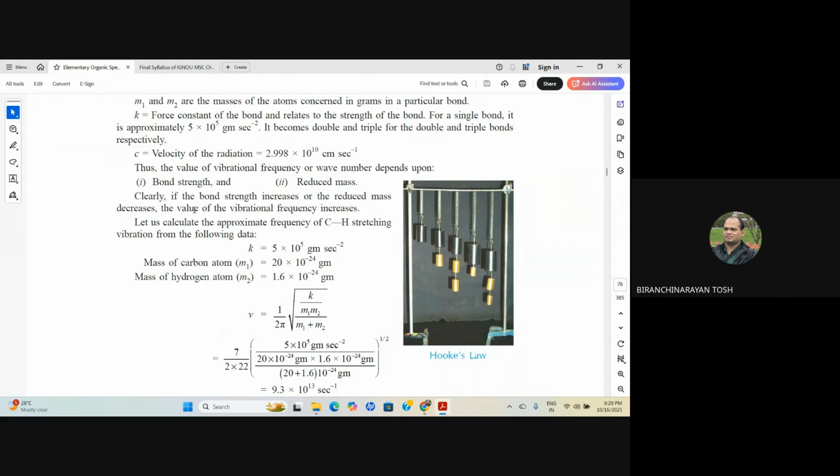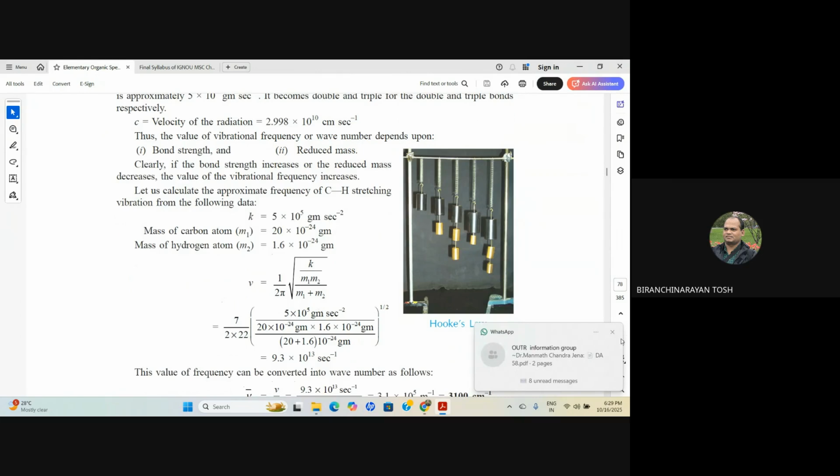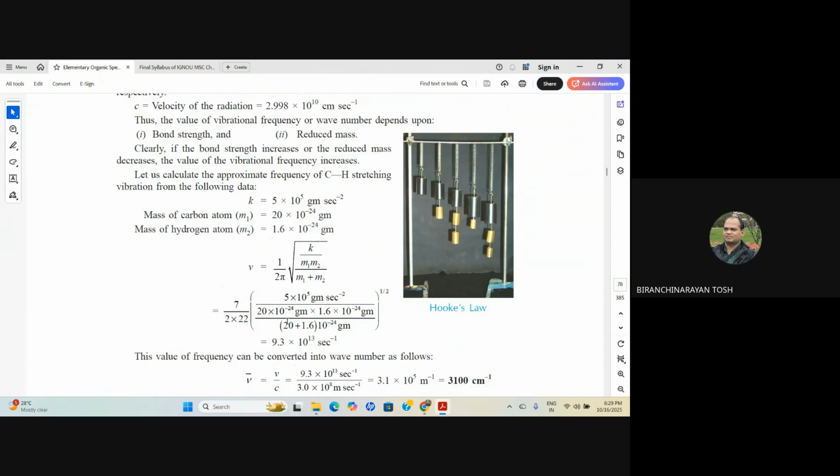Okay, so this is mass of one carbon atom. So mass of 1 mole of carbon atom is 12 gram. So obviously mass of one carbon atom will be 20 into 10 to the power minus 24 gram. And that of hydrogen, this one. So from here you calculate the reduced mass. Force constant is given, 1 by 2 pi. You will get the frequency. So frequency is 9.3 into 10 to the 13 second inverse.